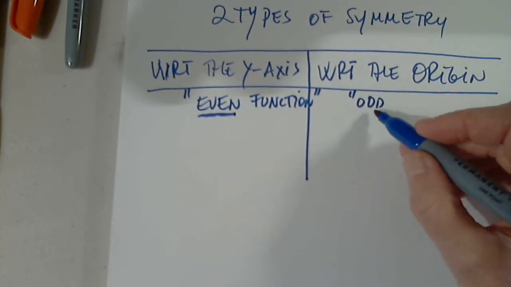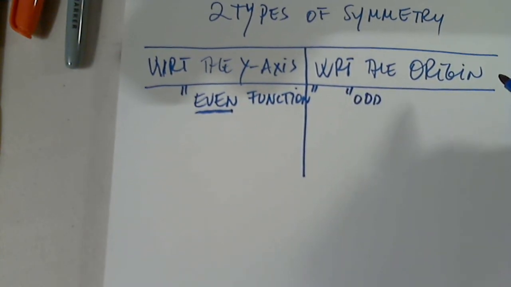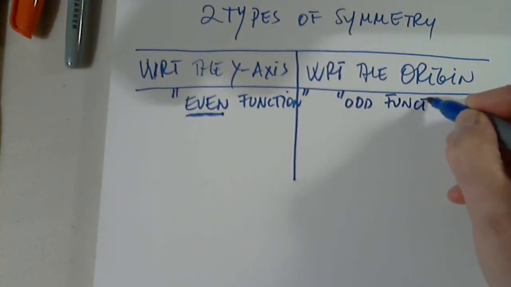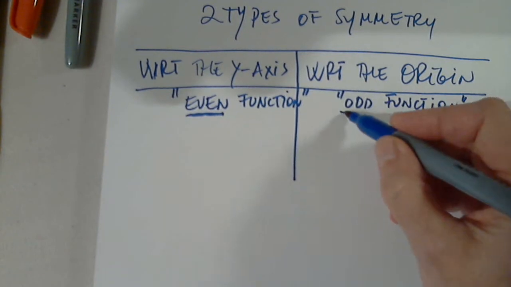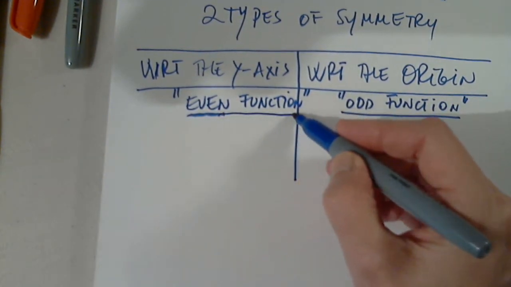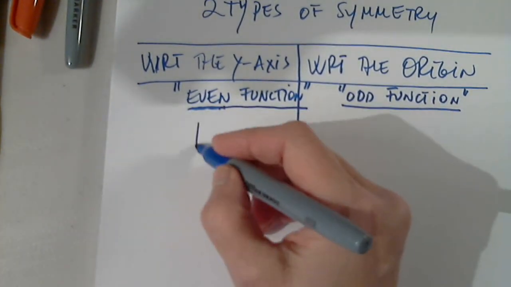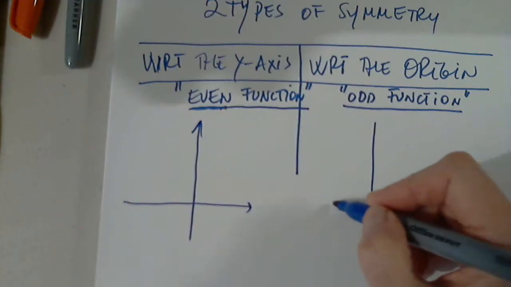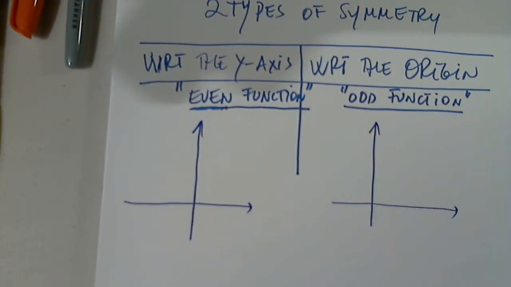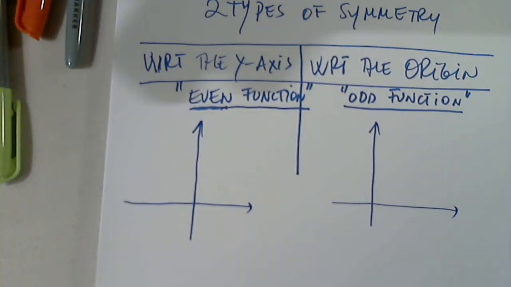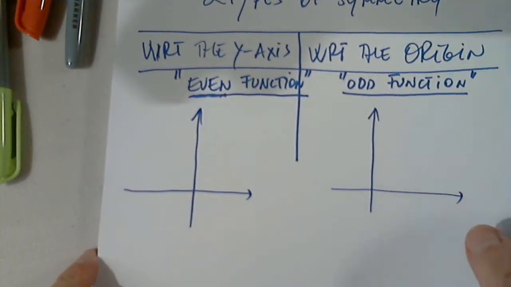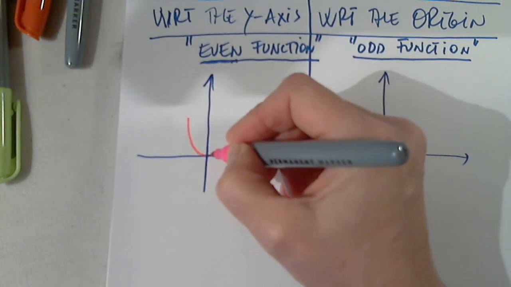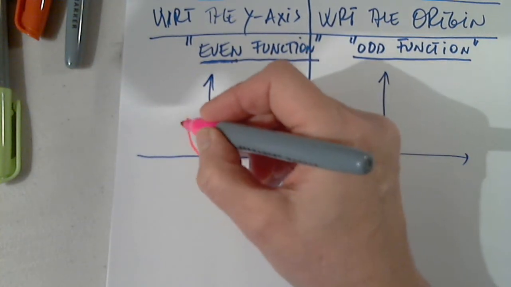It has nothing to do with the odd degree of a polynomial function. It has nothing to do with odd numbers. It's just called an odd function, an even function. Okay, so let's graph one in each category. Here it is. If this is not a good color, please tell me.